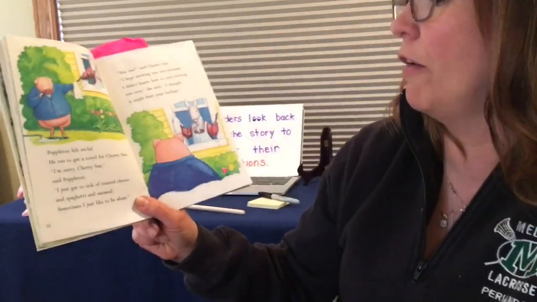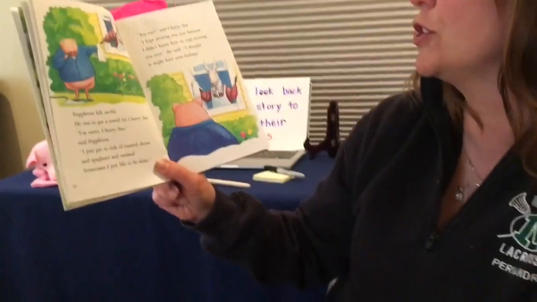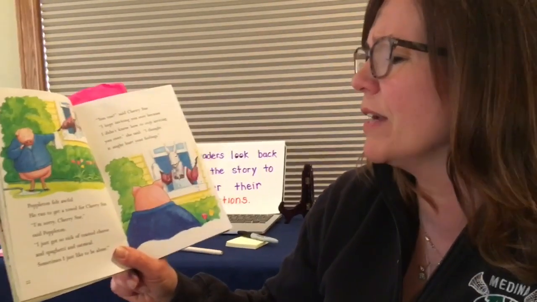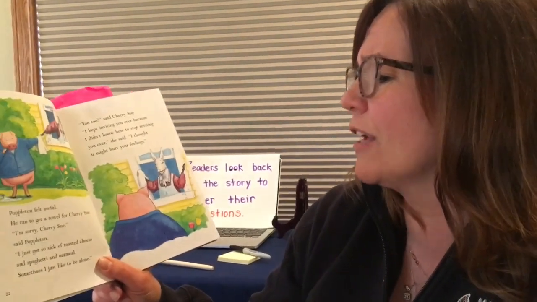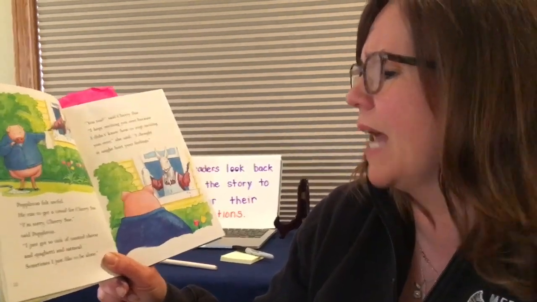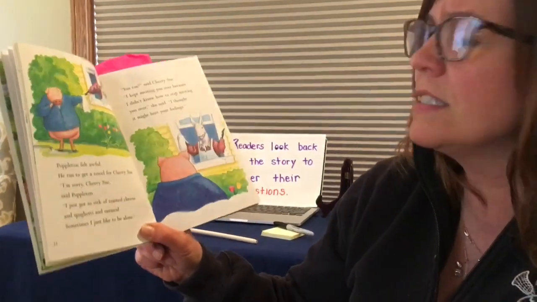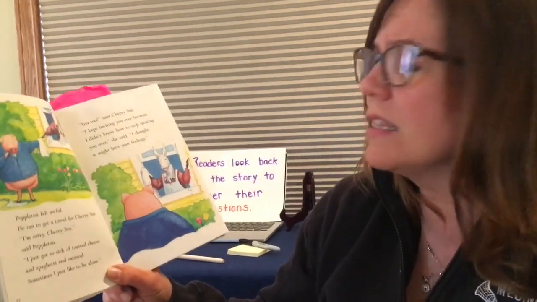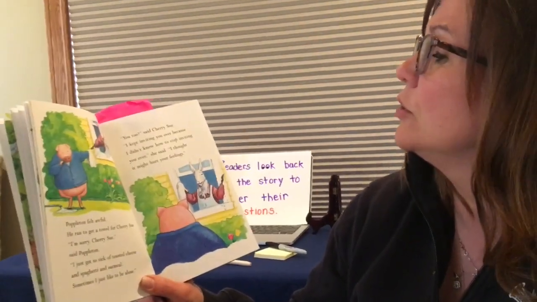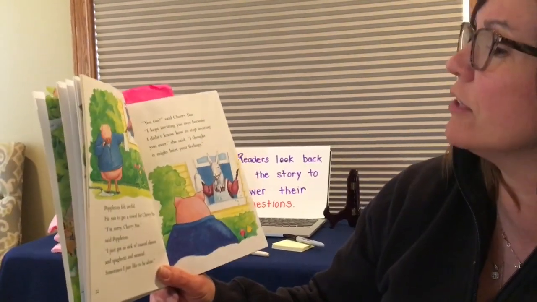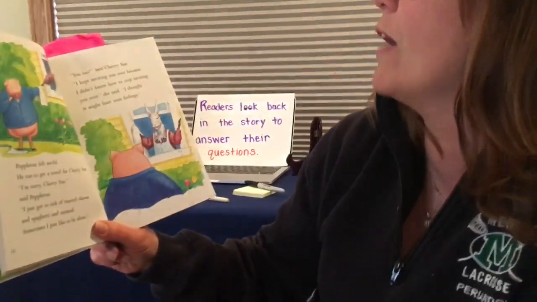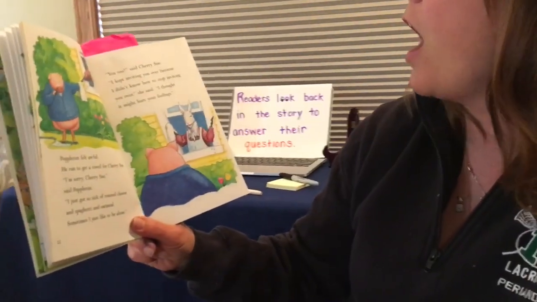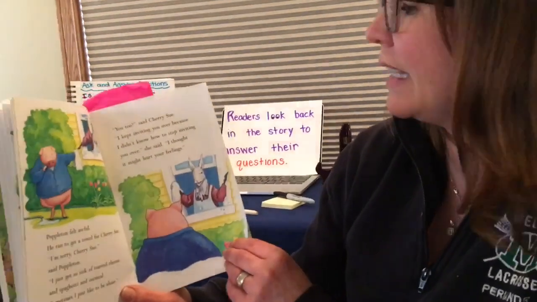Poppleton felt awful. He ran to get a towel for Cherry Sue. "Oh, I'm sorry, Cherry Sue," said Poppleton. "I just got so sick of toasted cheese and spaghetti and oatmeal. Sometimes I just like to be alone." "You too?" said Cherry Sue. "I kept inviting you because I didn't know how to stop inviting you over," she said. "I thought it might hurt your feelings."